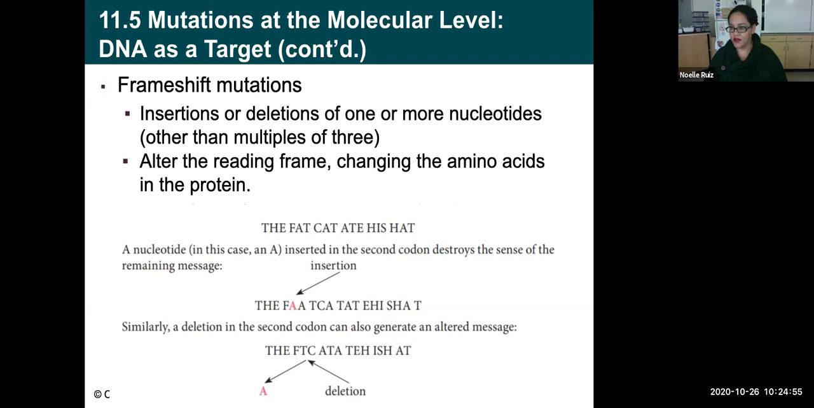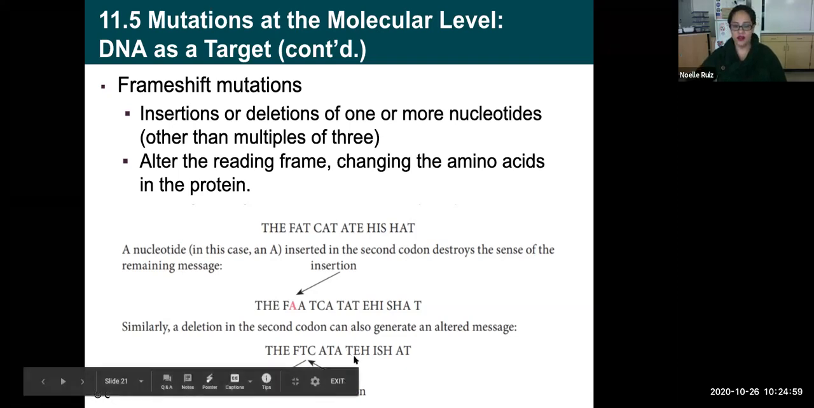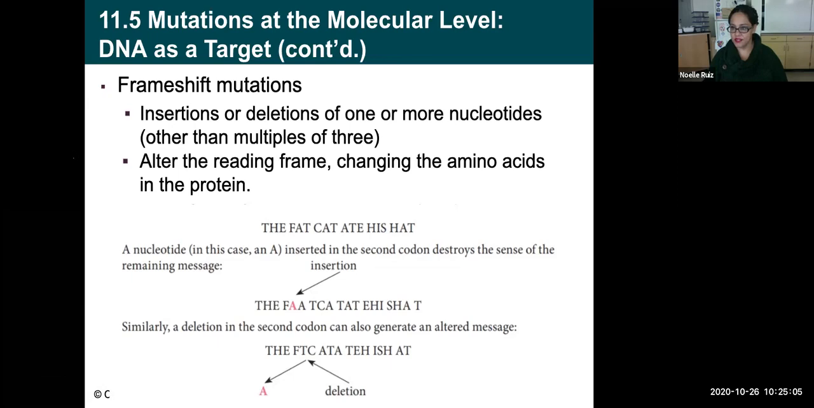And then a deletion will have the same effect. You delete the second codon, everything shifts to the left, and the sentence still doesn't make any sense. So these are called frame shift mutations because our codons are read in groups of 3. If you insert or delete something, that frame shifts and no longer makes sense.